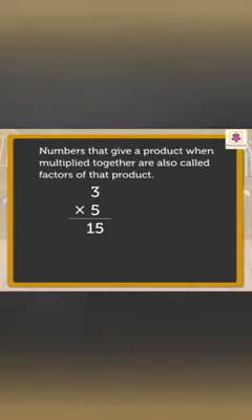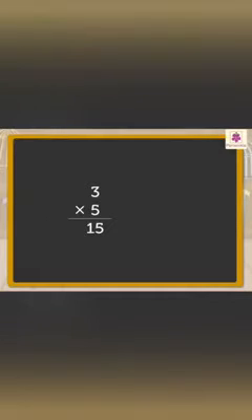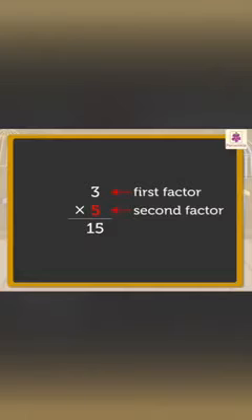Numbers that give a product when multiplied together are also called factors of that product. Here, number 3 is the first factor and number 5 is the second factor. They are called the factors of 15.